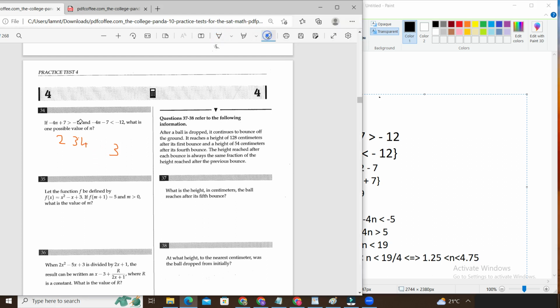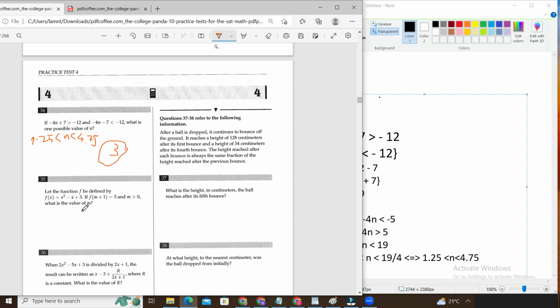So basically the answer for this question is 1.25 less than n and less than 4.75. So I'm gonna choose 3.